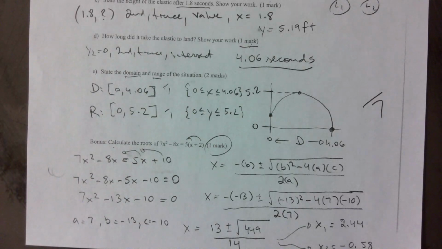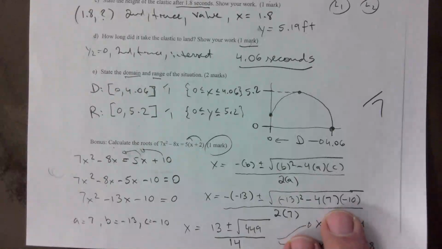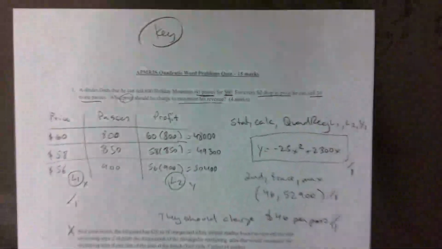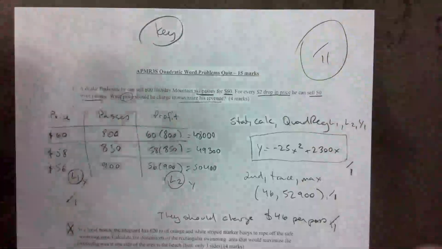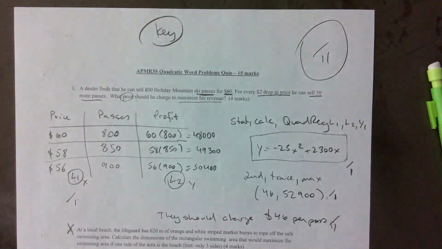So 7 and 4, so 11. All right, so put your name and last name on there.